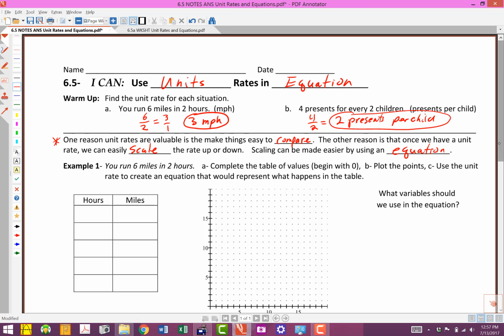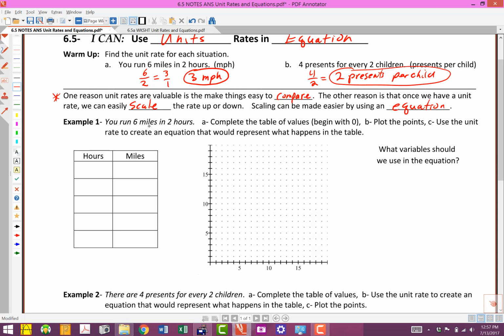So let's take a look at this one right here. It says you can run 6 miles in 2 hours. Well, there we go. That's it right there. We've got that unit rate problem right here. And we figured out we had a 3 on the top and a 1 on the bottom. And here's what it says. It says complete the table of values, begin with 0. I'll show you what that means in a second. Plot the points and use the unit rate to create an equation that would represent what happens in the table. So here's what we're going to do. So this person is running 6 miles in 2 hours, or in other words, they're running 3 miles in 1 hour. So let's put the hours right here, and then notice that it says start with 0.